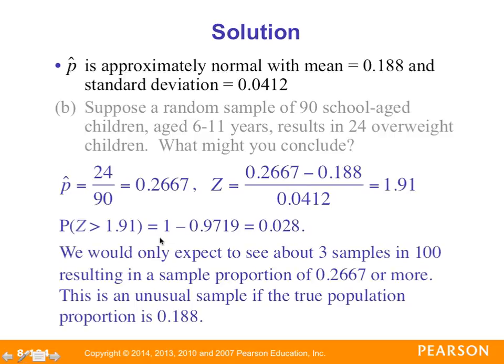And then if we figure out the proportion, or percentage of observations that we would expect in that, it would just be 0.028. So it's very, very tiny. We would only expect maybe 3 in 100 samples to result in a sample proportion that is 0.2667 or more. So we could say that it's unusual. Typically, we call things unusual if it's less than 5%.